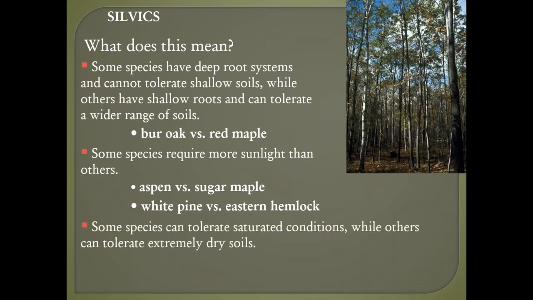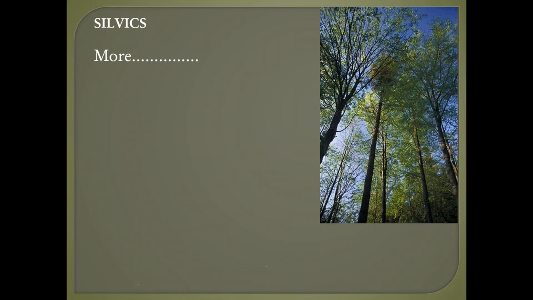And some species can tolerate saturated conditions, while others can tolerate extremely dry soils. Silver maple can really have wet feet versus beech, which really needs to be in a drier condition. Black ash is another species that does really well in really wet conditions as long as the nutrients are high, versus red pine, which could not do as well in those situations.